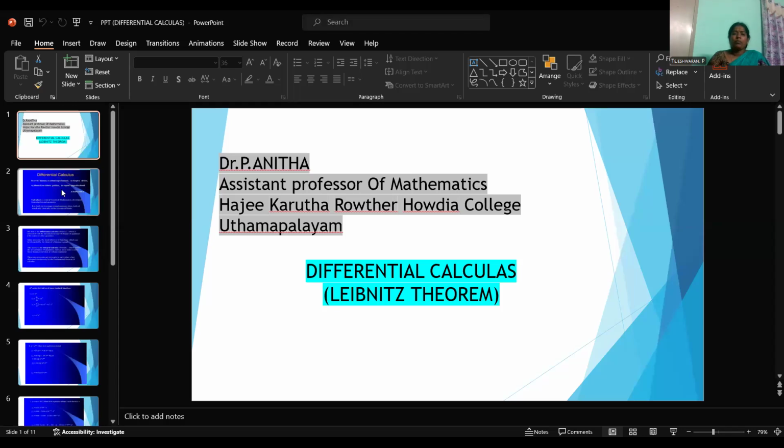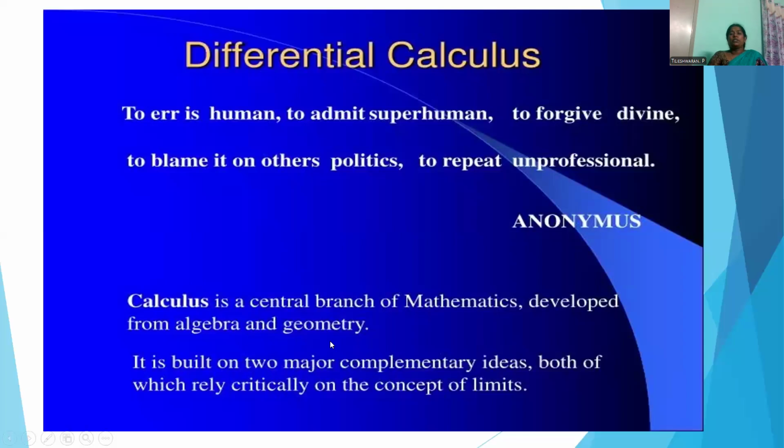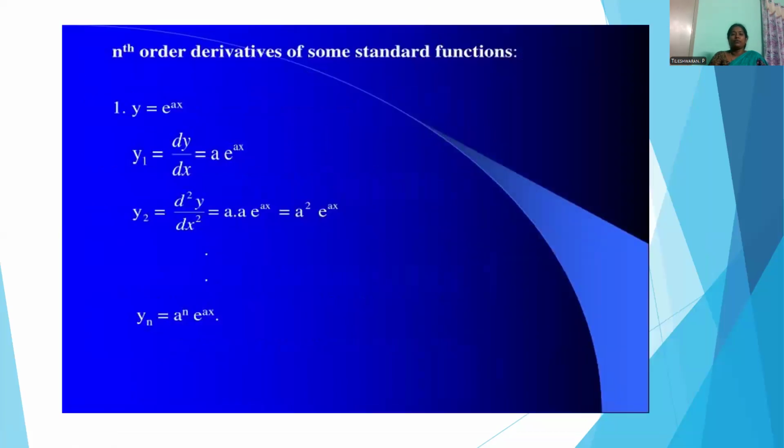Now we discuss Leibniz theorem in differential calculus. Differential calculus is the branch of mathematics which is from algebra and trigonometry. It is built on two major complementary ideas, both of which depend critically on the concepts of limits. Differential calculus is concerned with the instantaneous rate of change of quantities with respect to other quantities, more precisely the local behavior of a function, which can be illustrated by the slope of the function's graph.